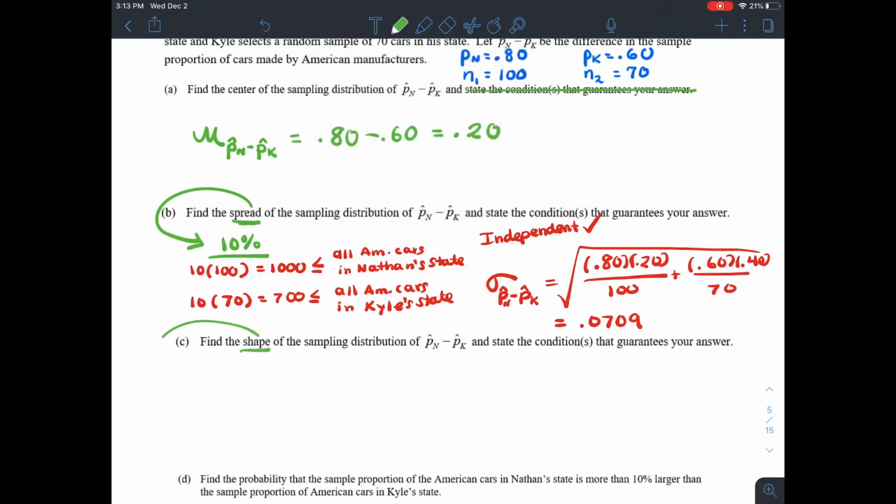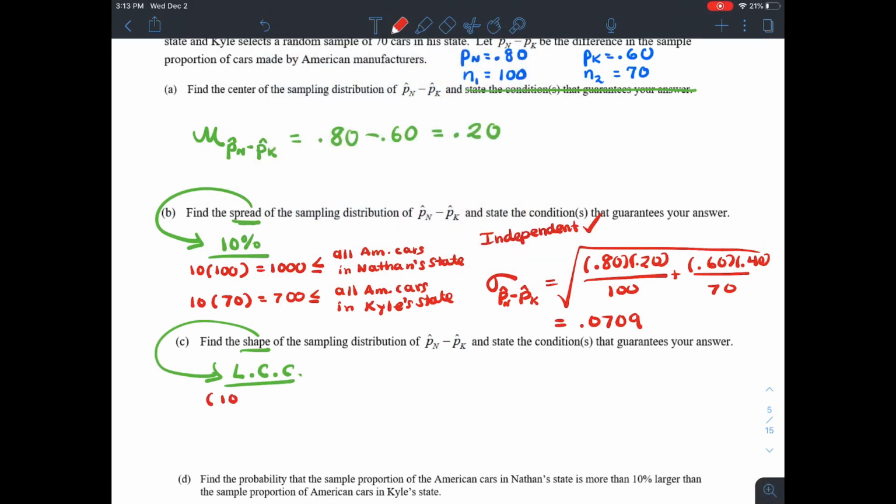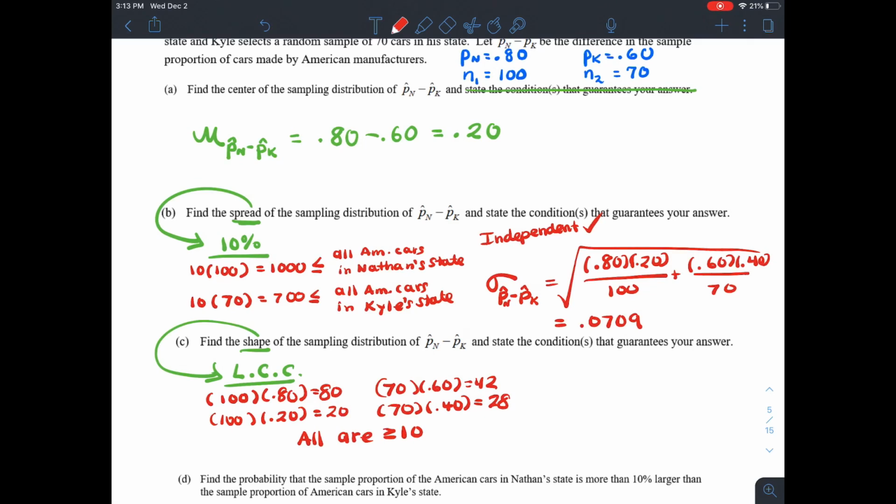Okay, finally down here for C, we are asked to find the shape. Okay, I see shape, I need to think, okay, now this is the large counts condition, so I need to show that I'm doing N times P is 80, N times 1 minus P, 20. Kyle's state, N times P, 42, N times 1 minus P, 28. I'm going to make the remark that all are greater than or equal to 10.